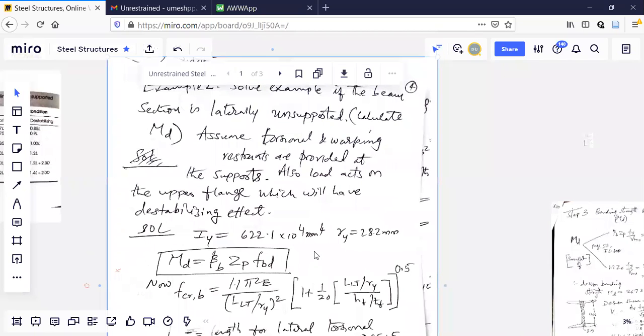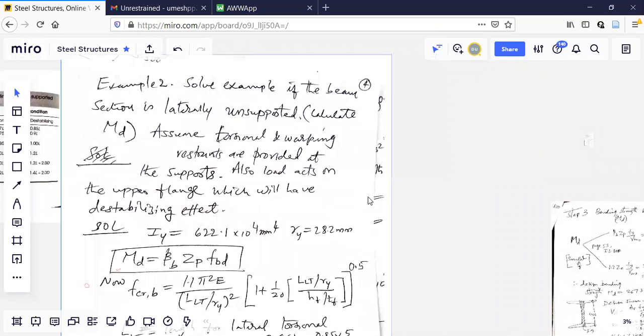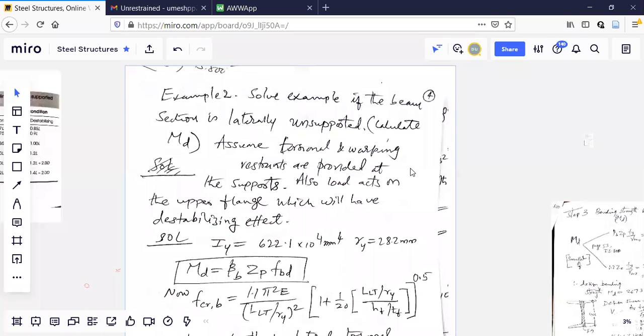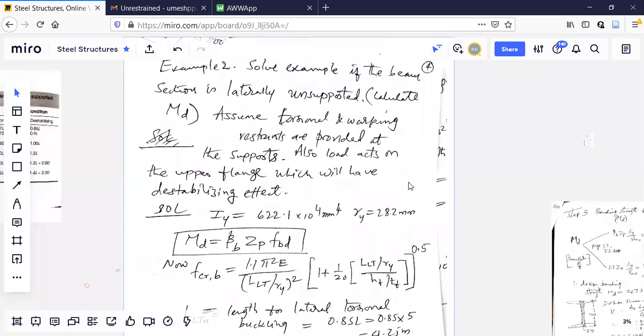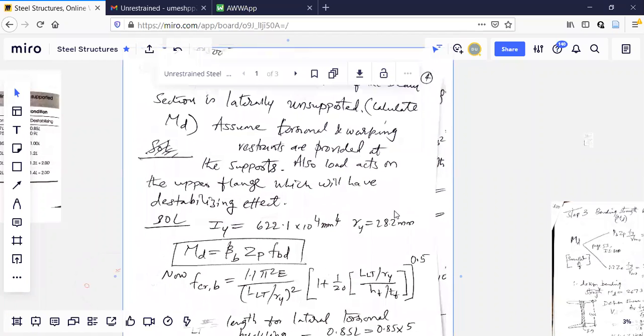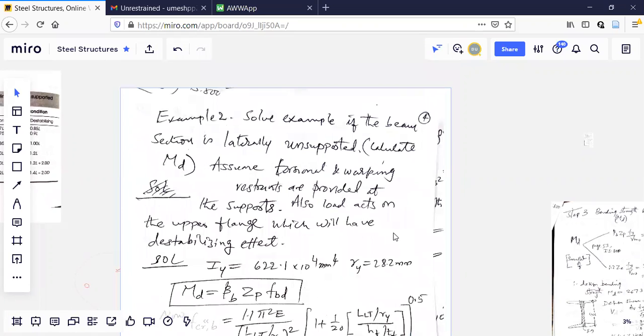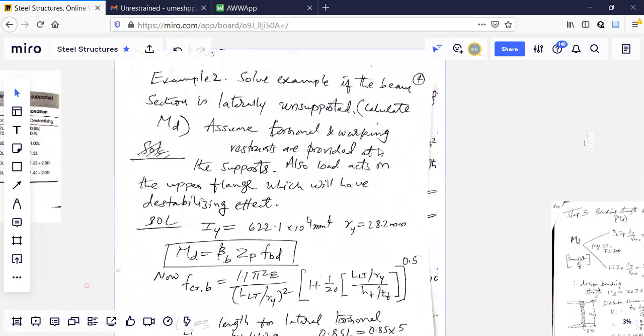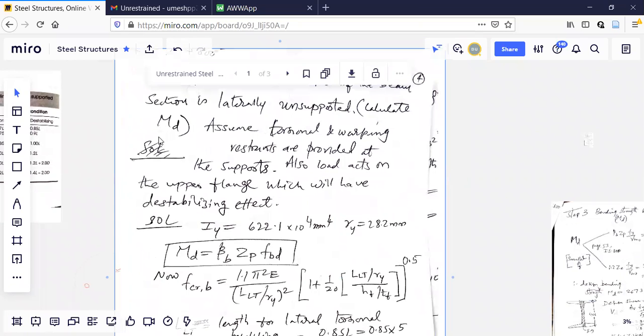Same problem which I have solved as restrained beam. Everything is same. I am telling you to solve it assuming it as laterally unrestrained or unsupported. Solve the example if the beam section is laterally unsupported. It means inside the bracket, calculate only MD.